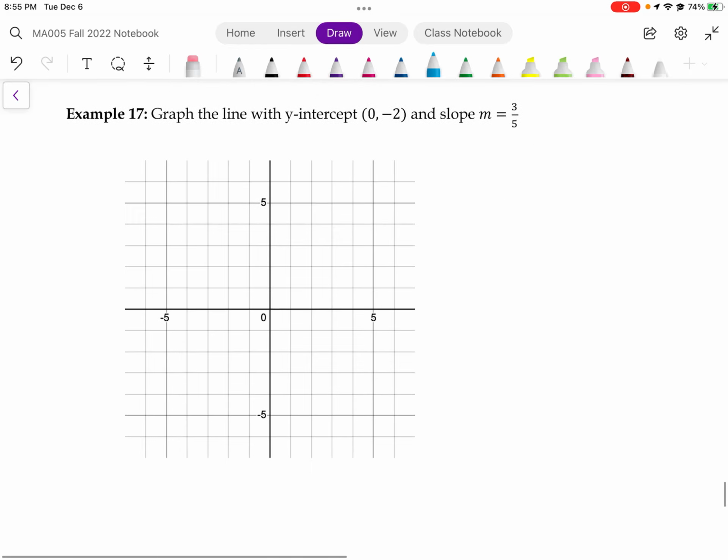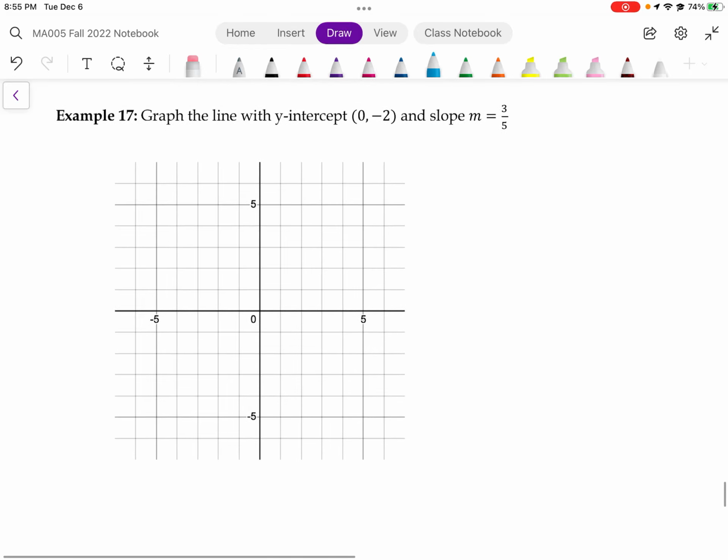Okay, why don't you try that one? All right, it says it has a y-intercept of (0, -2). So the y-intercept is just a point. It's just a special point. And it has a slope of 3/5.